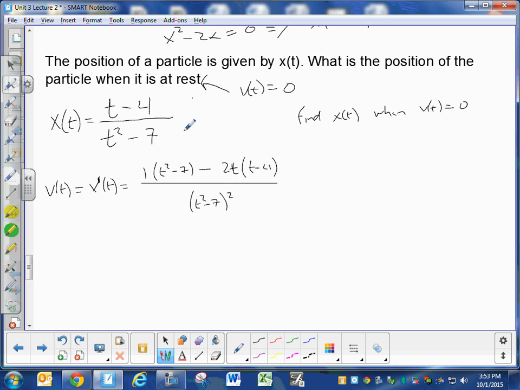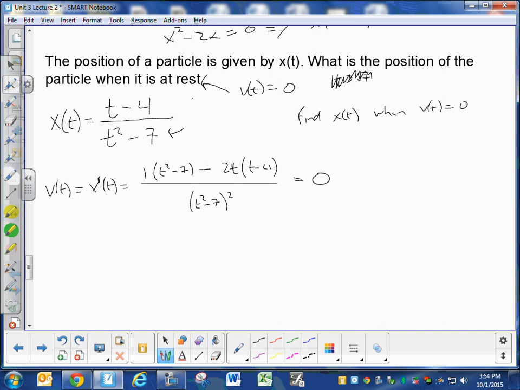Okay, and if we look at this, we wouldn't have a position at root 7 because then we'd have a vertical asymptote. So it's a situation where this particle at a certain time does not exist. So we're probably going to be talking about times that are greater than root 7. Who knows? I'm not sure if the problem is designed perfectly, but let's just go with it. This is my position function.